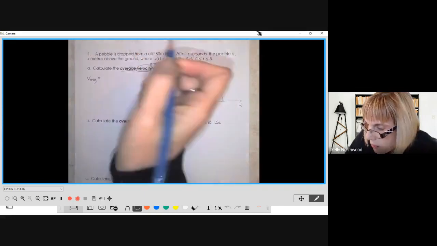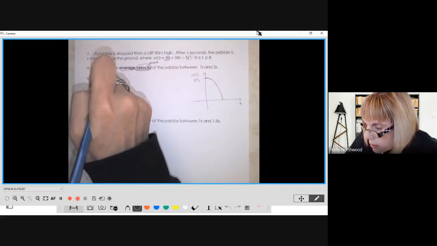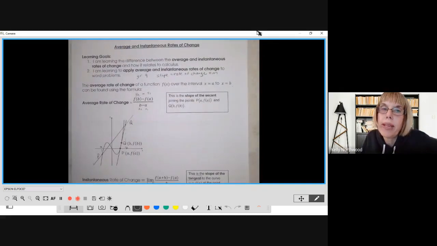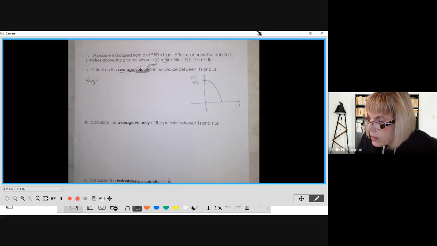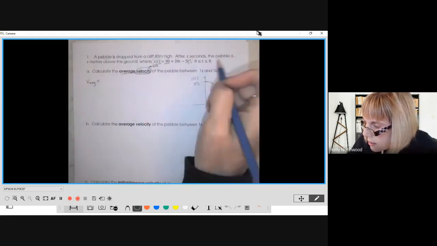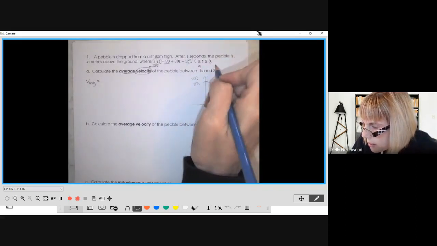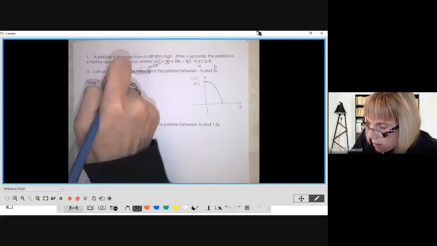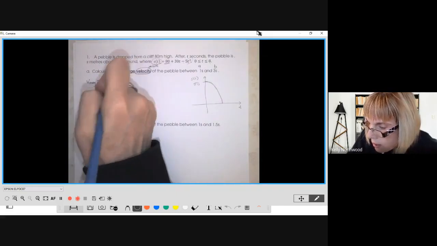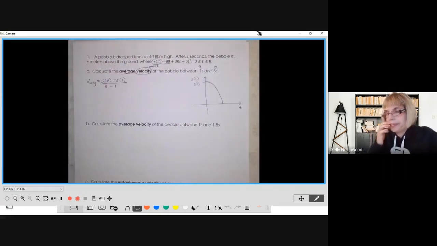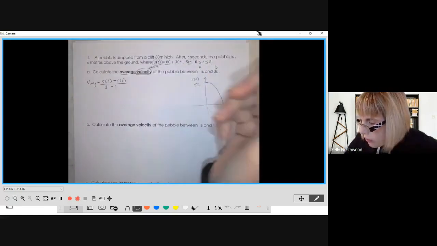So our v average is going to be, according to our formula here, f at b minus f at a over b minus a. In our case, I'm not going to use f, I'm going to use s. So this is my a, 1 second, and this is my b, 3 seconds. So s at 3 minus s at 1 over 3 minus 1. Then I'm going to actually find s at 3.